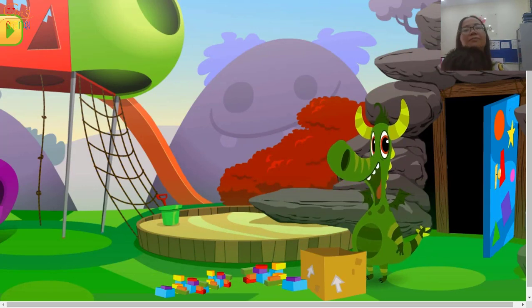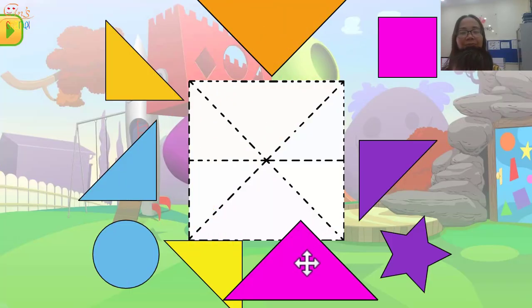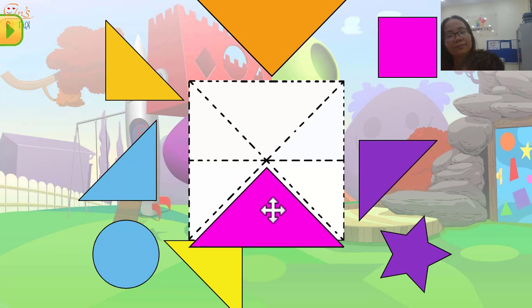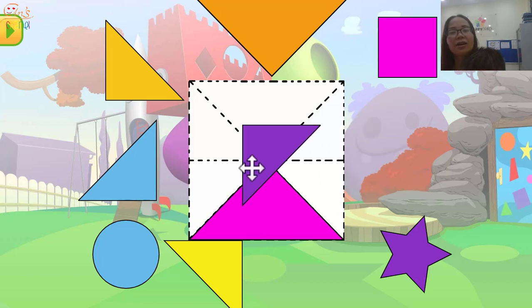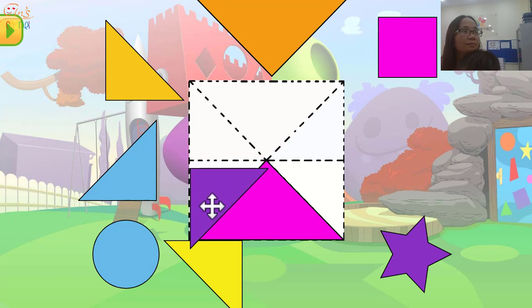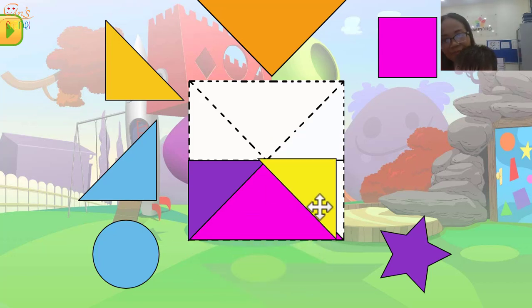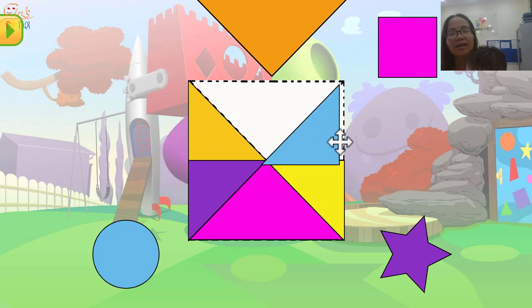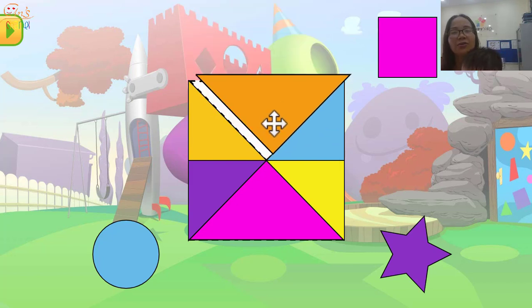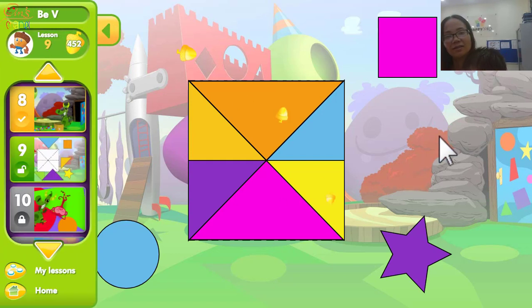Let's use these tiles to do a triangle puzzle. Triangle puzzle. Choose the triangle. Put each triangle in the puzzle. Yes, that's a triangle. Yes, that's a triangle. Yes, that's a triangle. Yay! You found all the triangles.